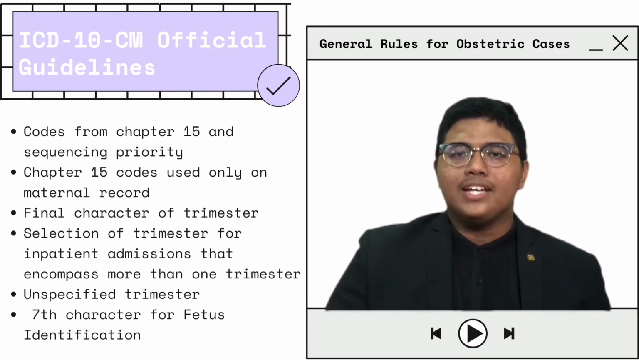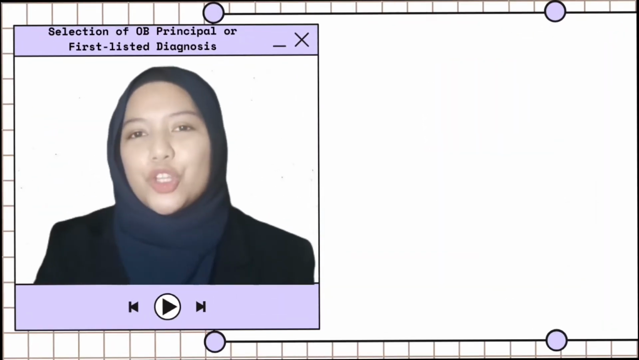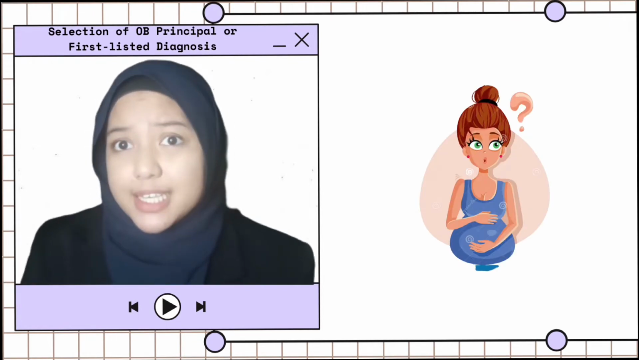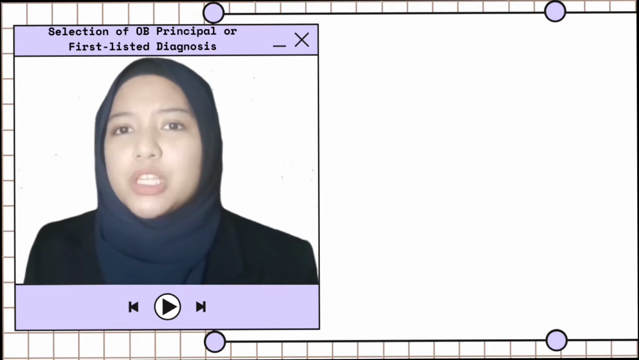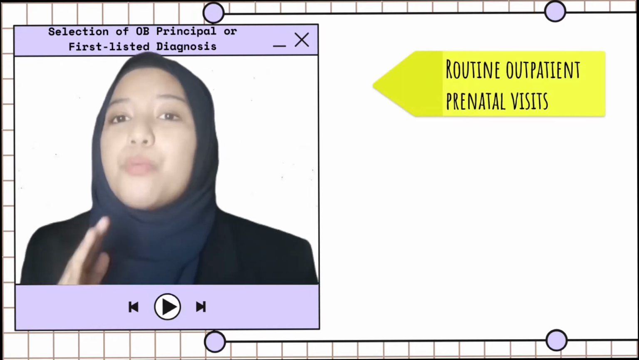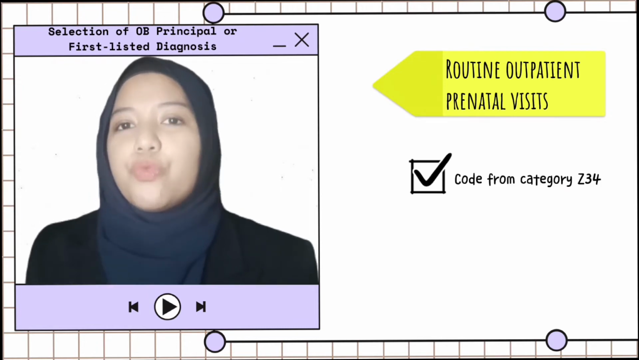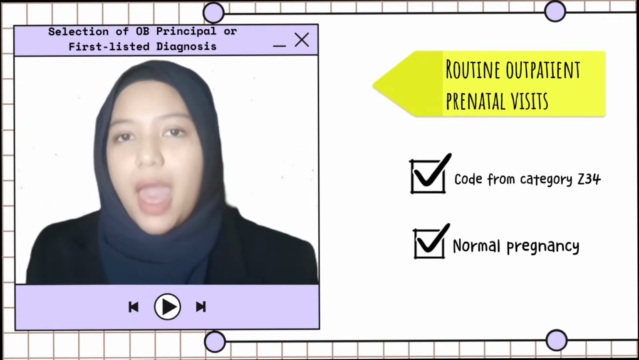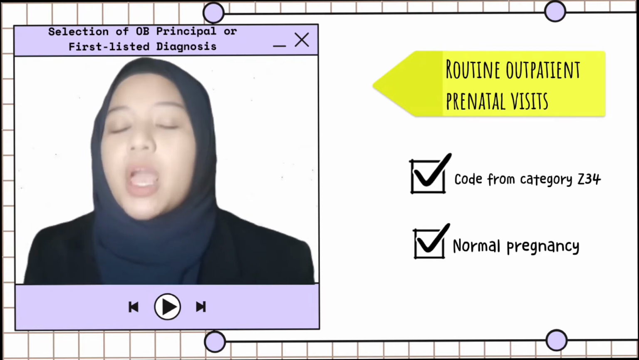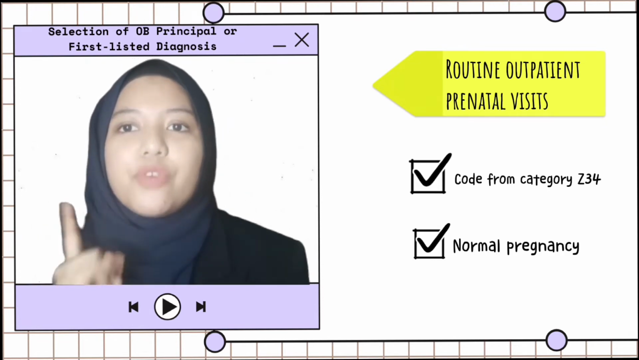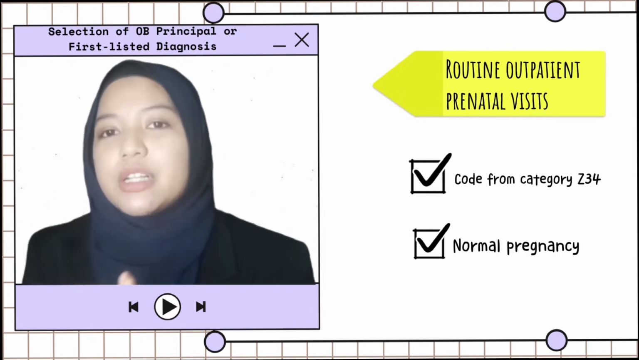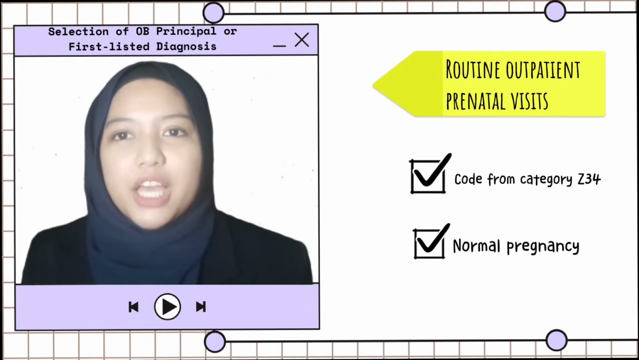Now, we move to the next part. We'll continue with the selection of the principle or first-listed diagnosis. The first one is routine outpatient prenatal visits. A code from category Z34, encounter for supervision of normal pregnancy, must be used as the first-listed diagnosis for routine outpatient prenatal visits with no complications.